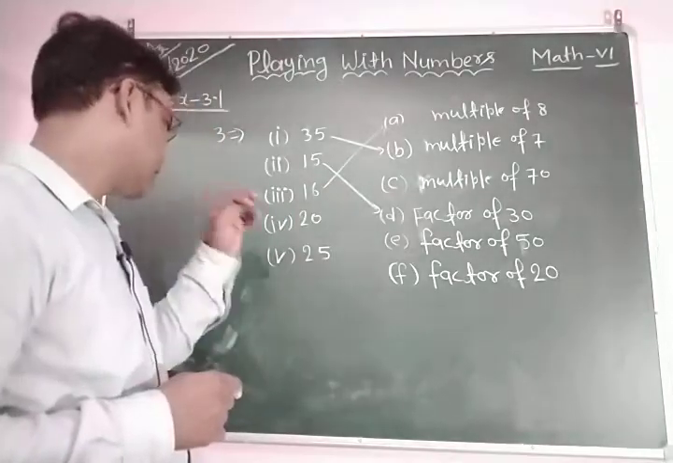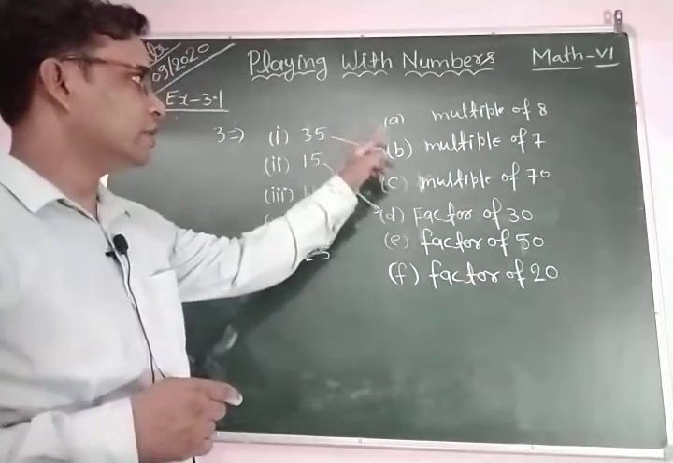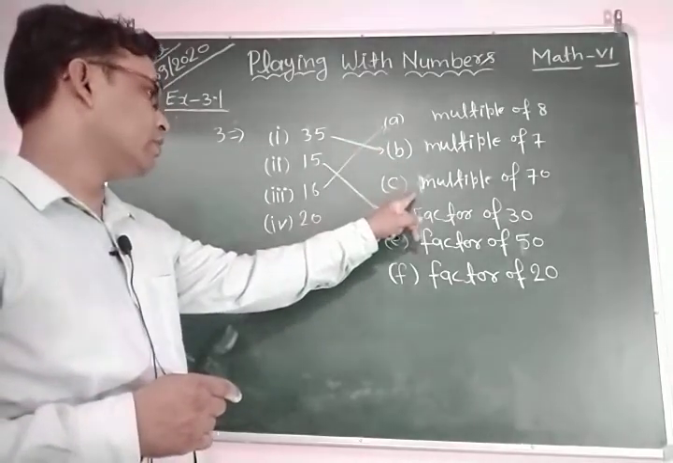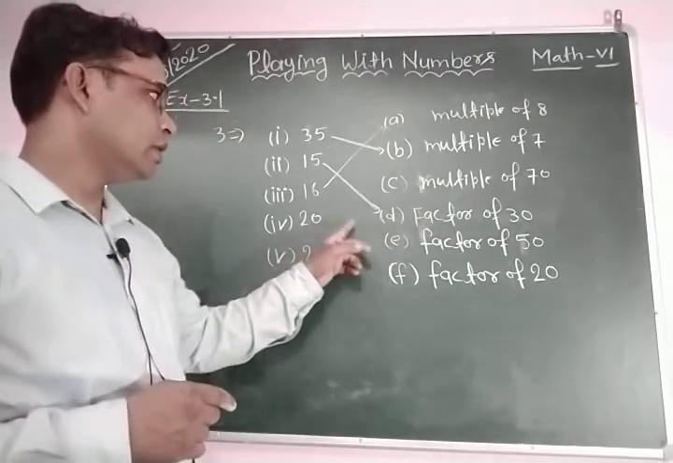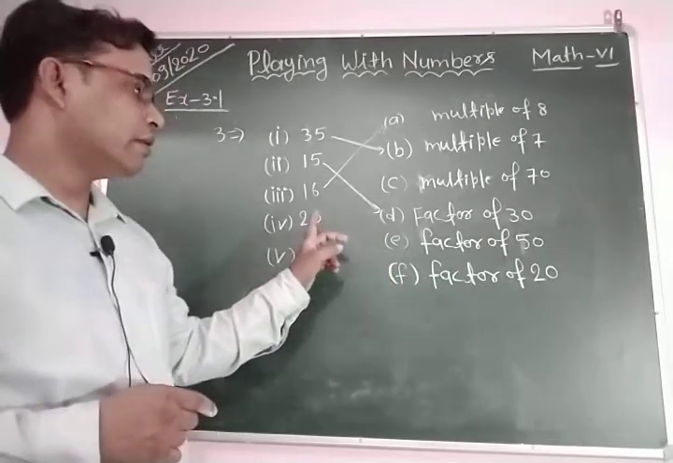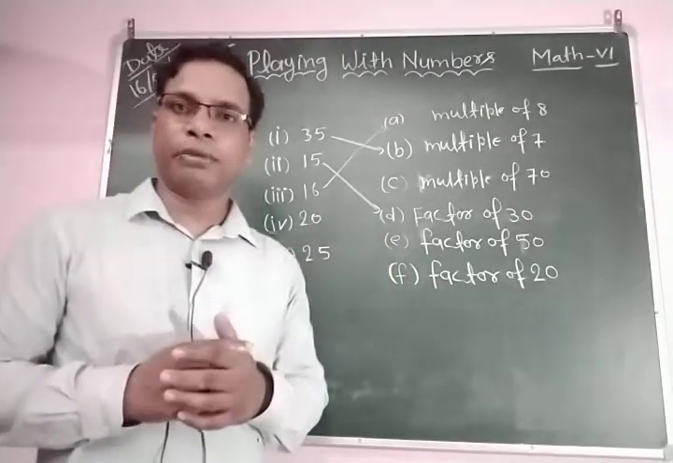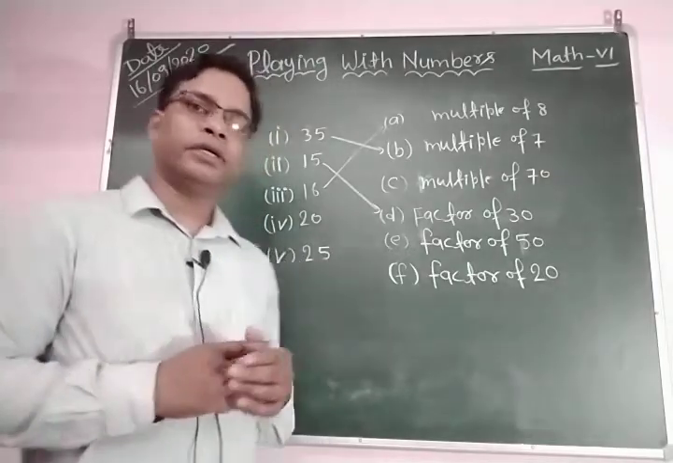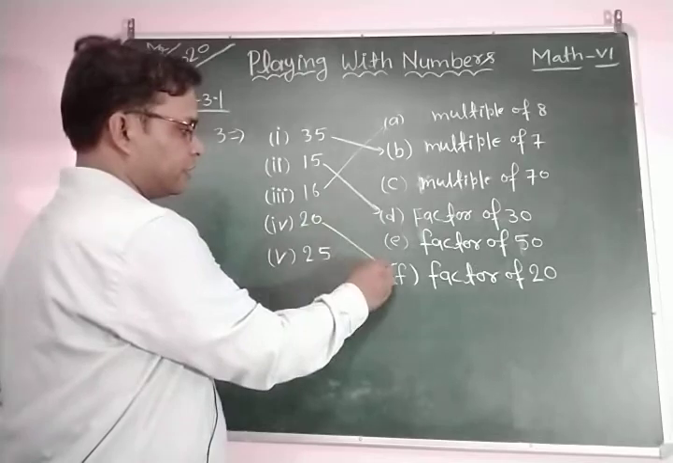Now the fourth part, 20. What is 20? Does this match? 20 is a multiple of 70? No, wrong. 20 is a factor of 50? No, this is wrong. 20 is a factor of 20. Yes, 20 is a factor of 20 because 20 divides 20. So you can match the fourth part with the factor of 20 option.